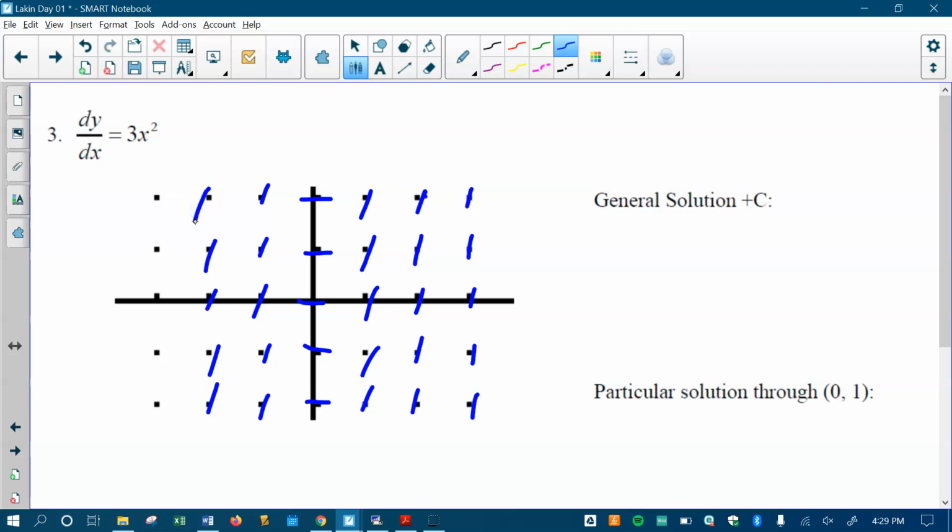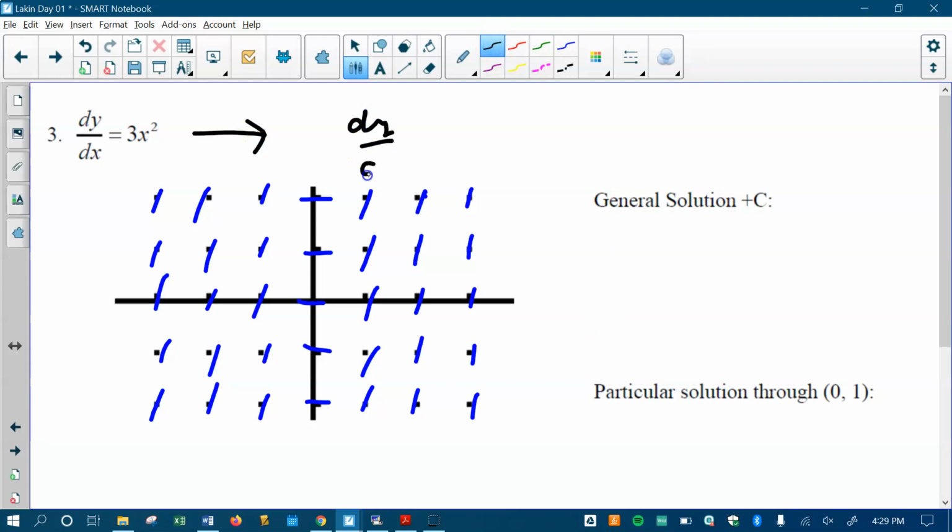This is kind of a weird one. We would get a much better picture if we had more intervals here, but again, this is what we're given. That's our slope field. Let's do a general solution. So let's separate the variables.